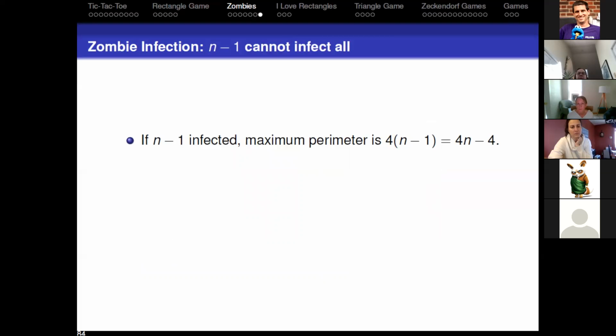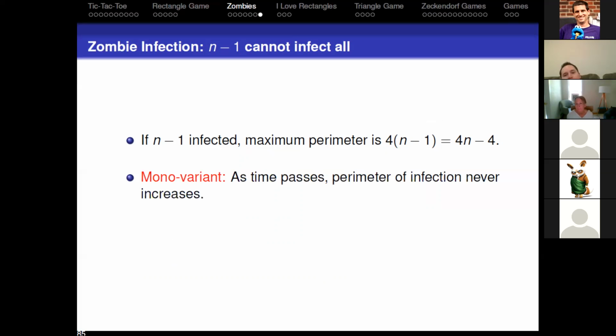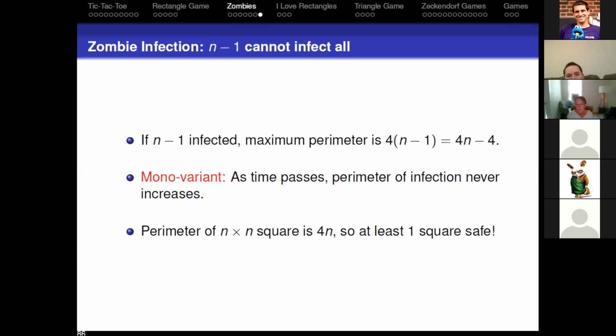So imagine you start off with n-1 cells that are infected. The maximum perimeter would be, if they never share any walls, 4 times n-1, or 4n-4. What is the perimeter of a square that's n by n? N squared. Nope, that's the area. Oh, sorry. 4n. And so since the perimeter never increases and the perimeter of an n by n square is 4n, there must be at least one square that's safe.